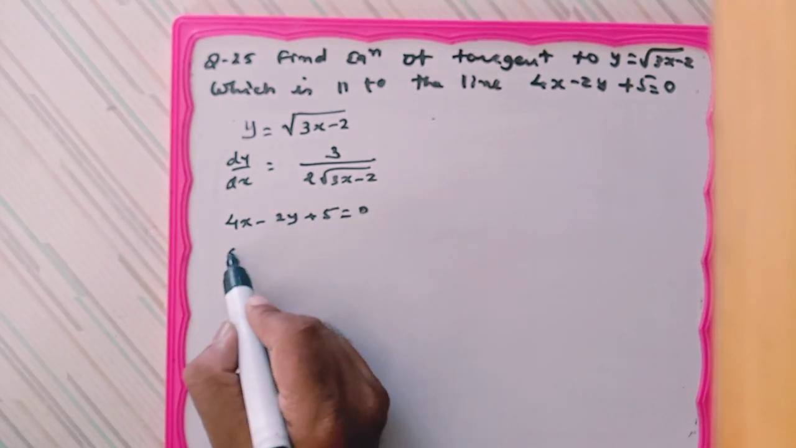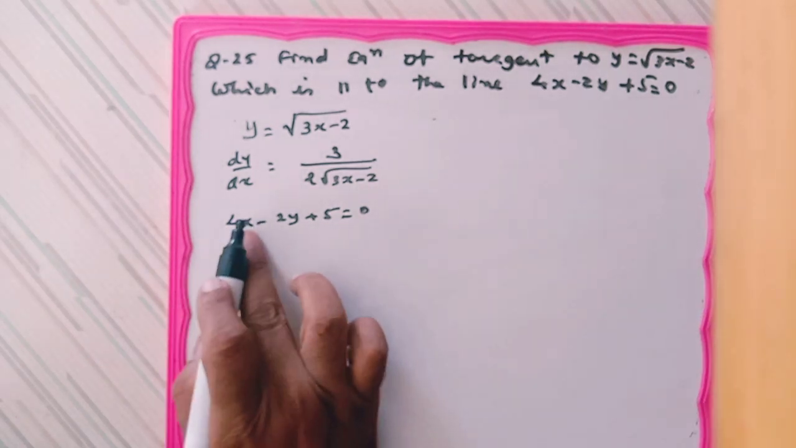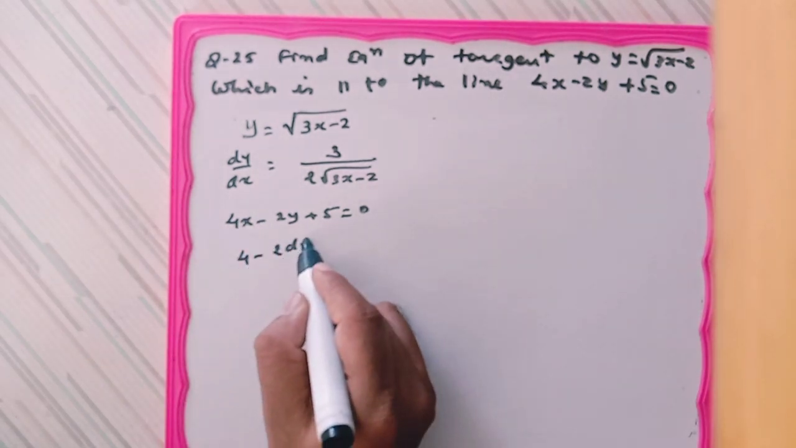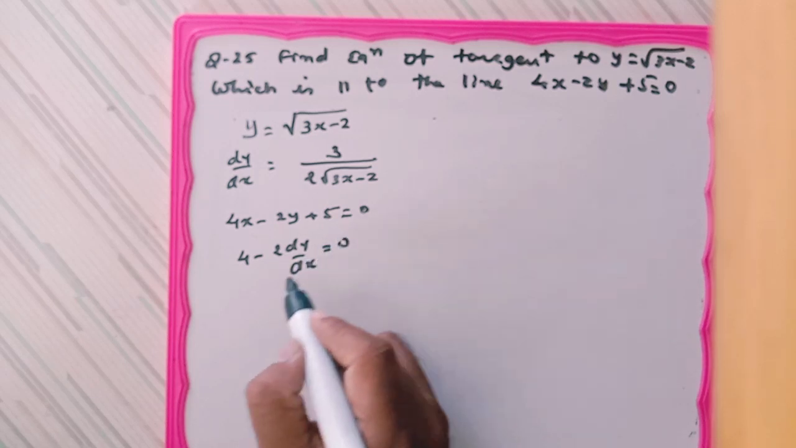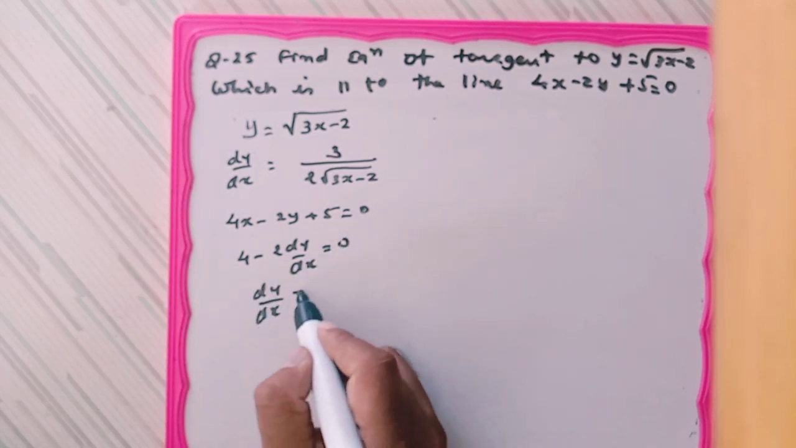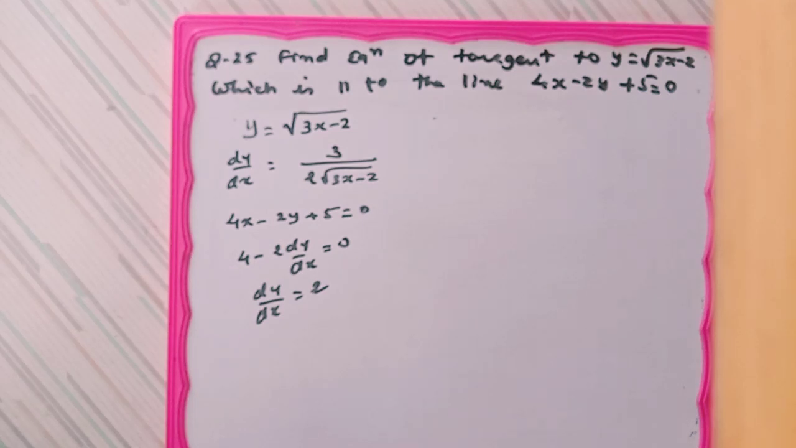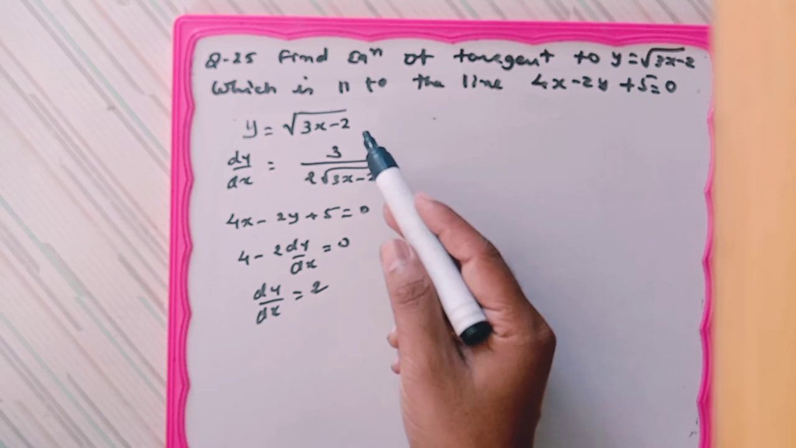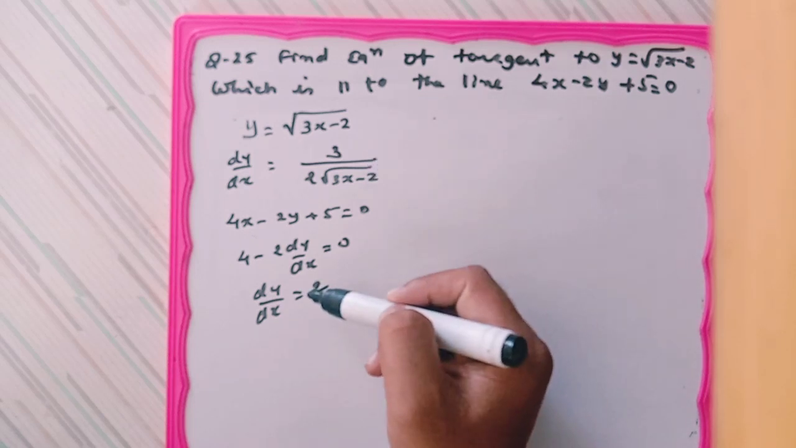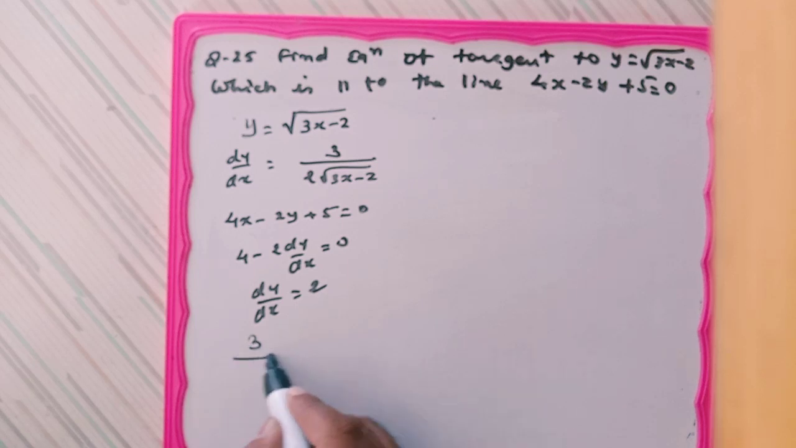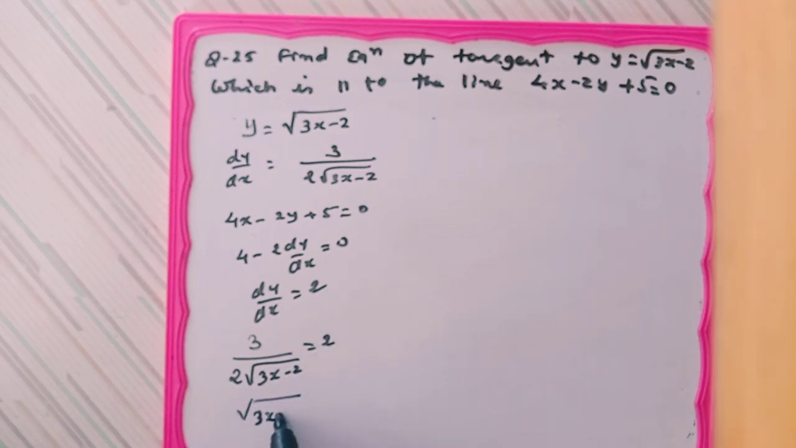We have the line 4x − 2y + 5 = 0. For its slope we differentiate: 4 − 2 dy/dx = 0, so dy/dx = 2. Now this curve's tangent is parallel to the line, and so 3 by 2√(3x − 2) equals 2, and so √(3x − 2) equals 3 by 4.